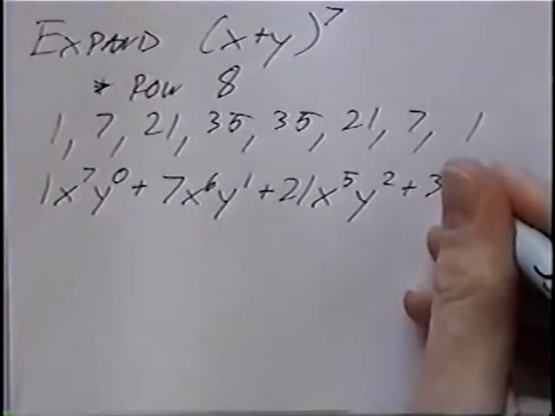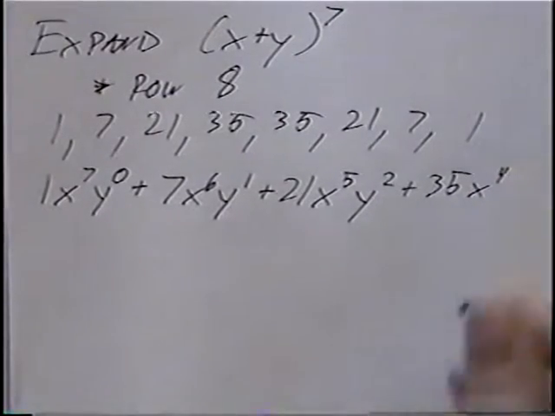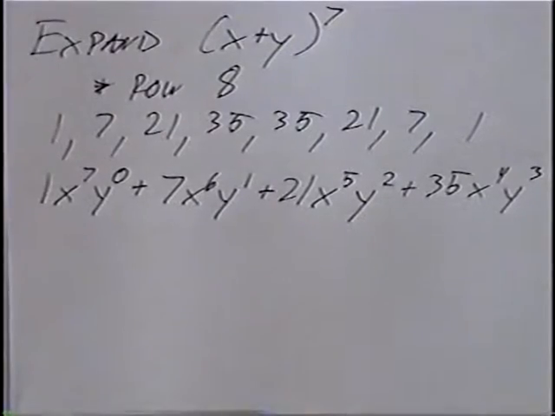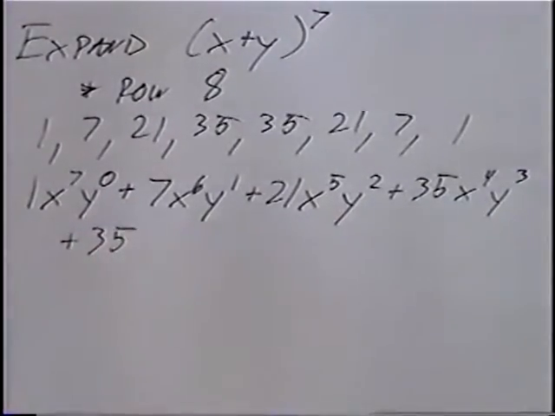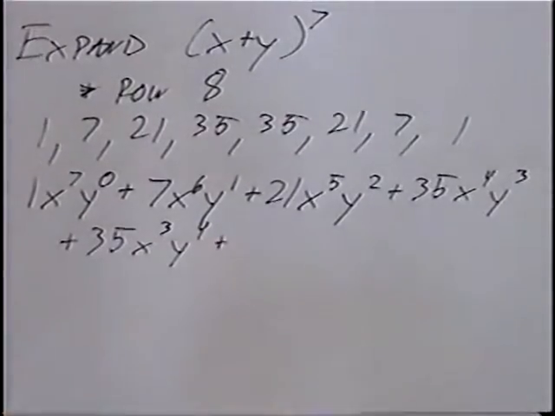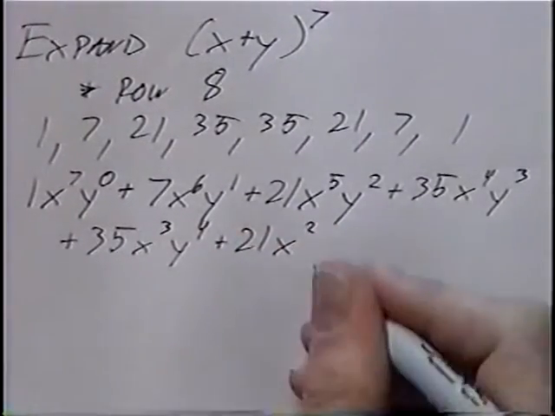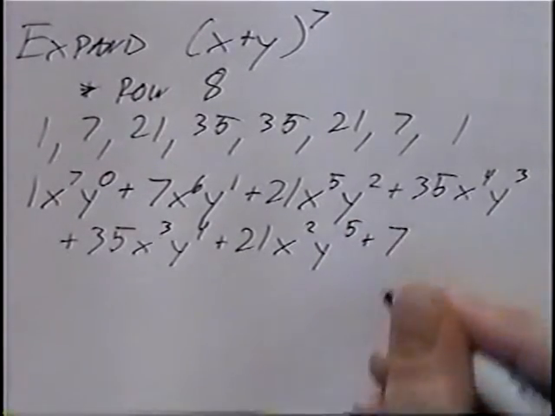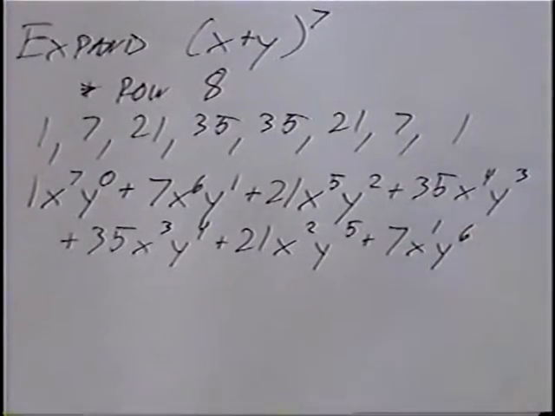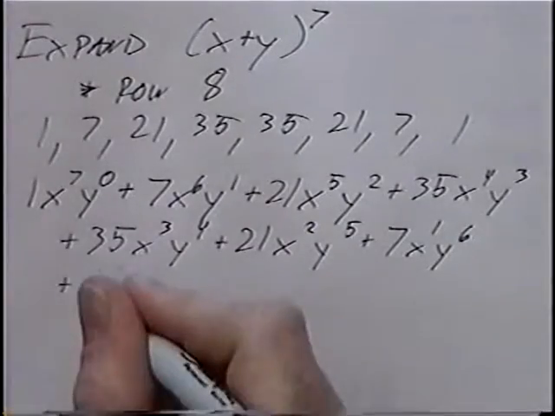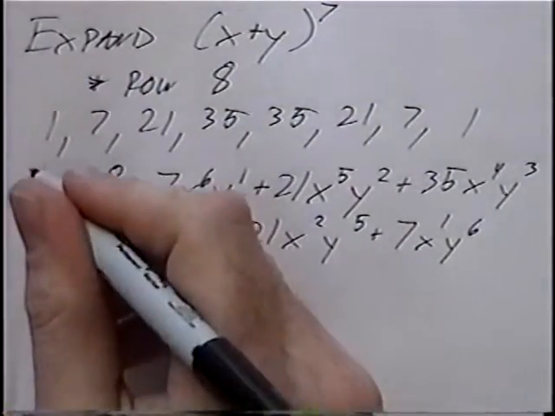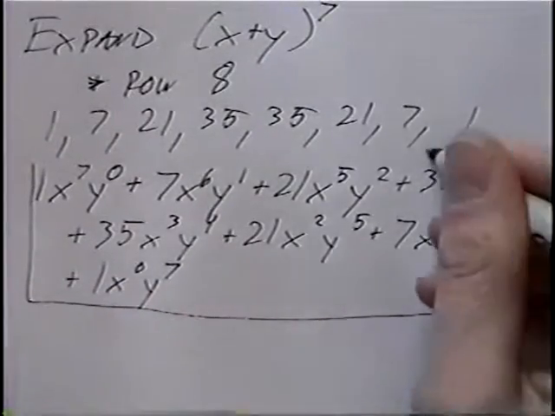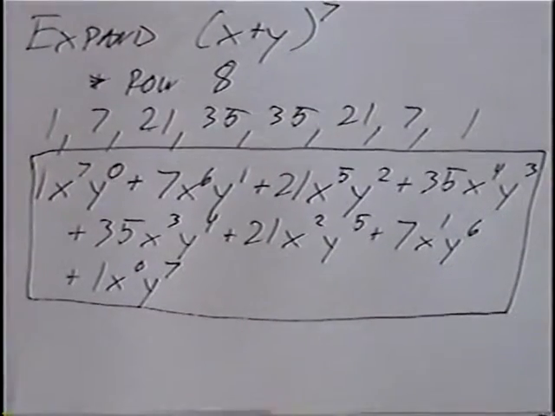After 21, we'll have 35. X will decrease by 1, x to the 4th. Y increases by 1, y to the 3rd. The next number, 35 again. X will decrease by 1, and y will increase by 1. Plus 21, x squared, y to the 5th, plus 7, x to the 1st, y to the 6th, and our last term, plus 1, x to the 0, y to the 7th. All these terms will be our final answer for the expansion of x plus y to the 7th power.